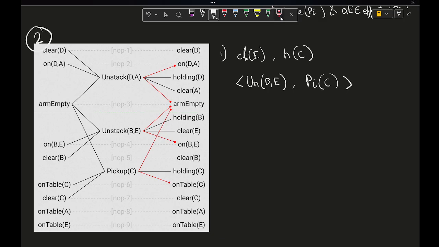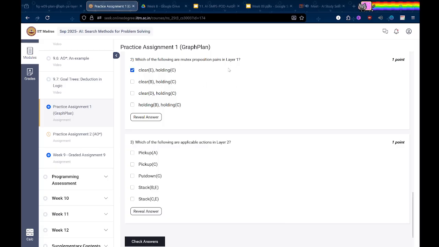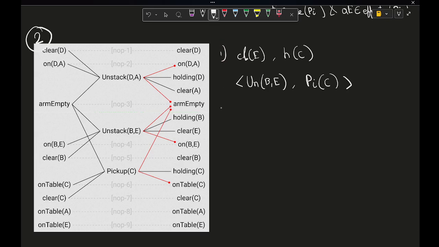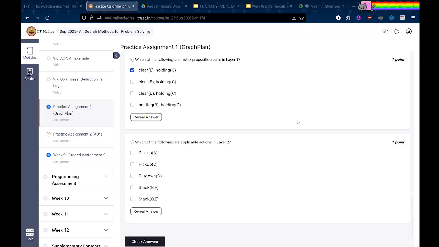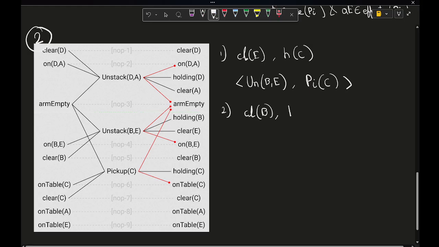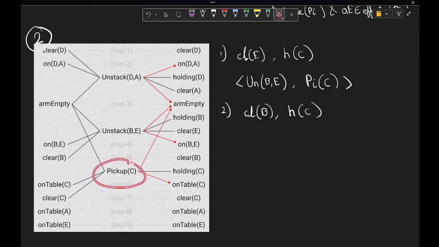So this is the only action pair that we have, right? And we know that this is mutex because we calculated it earlier in the previous question. So we can say that this is mutex. For the second option, we have clear B and holding C. Holding C again has this as the only action, and clear B has only no-op.